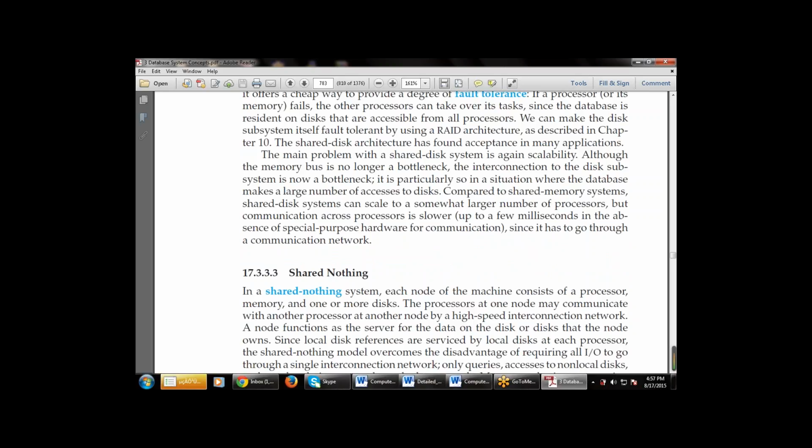The processors at one node may communicate with a processor at another node by a high-speed interconnection network. A node functions as the server for the data on the disk or disks that the node owns. So the node acts as a server system in the database access.